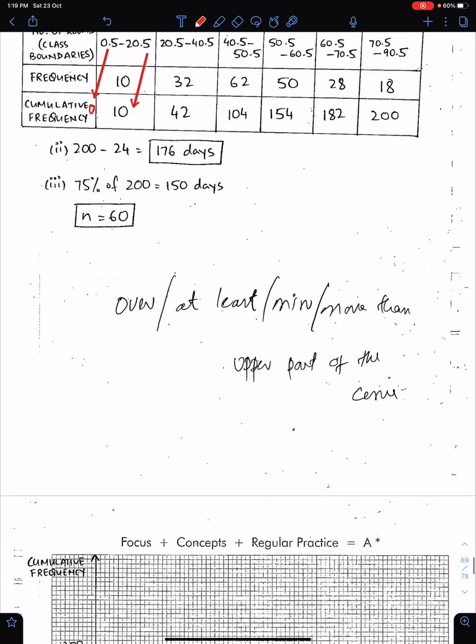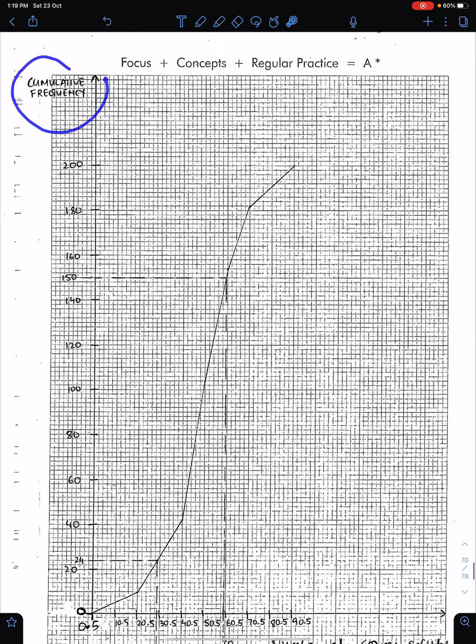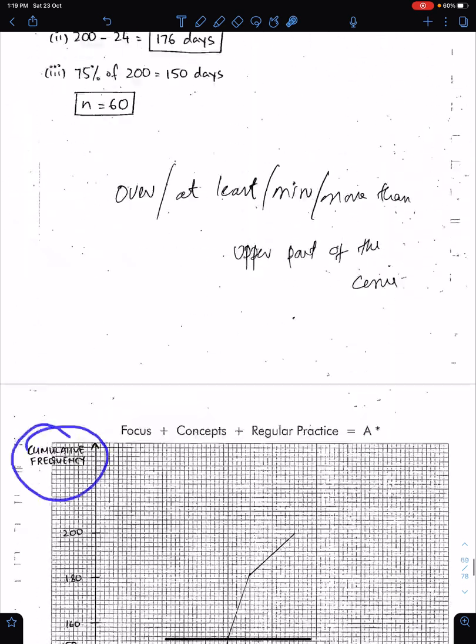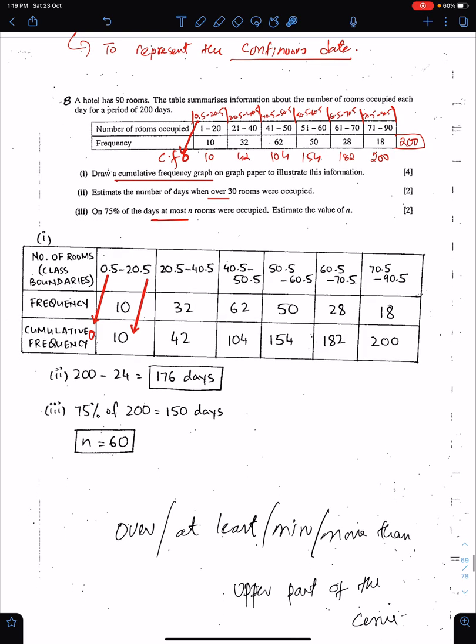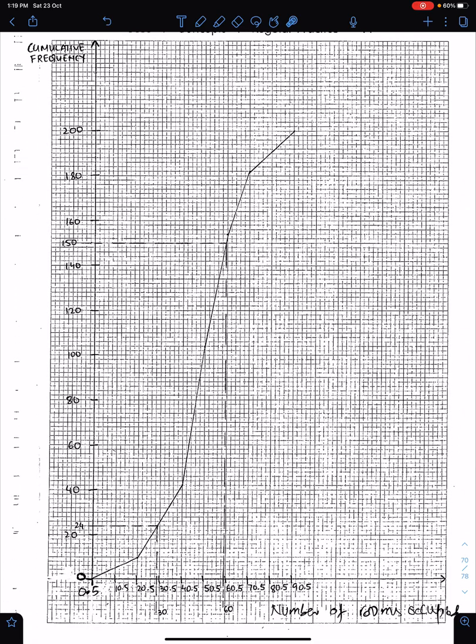And so on. And make sure you choose the scale in the right way. 0.5 here and 2 centimeter is 20. So if this is 0.5, this should be 20.5. Label horizontal axis and vertical axis. Now the next part of this question is estimate the number of days when over 30 rooms were occupied. Over means more than. So you have to come here, 30 rooms.